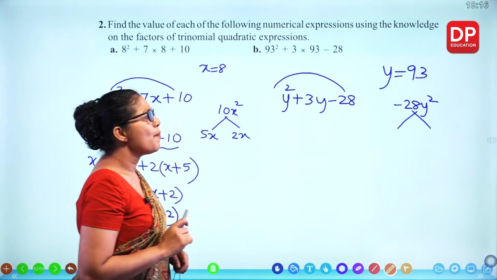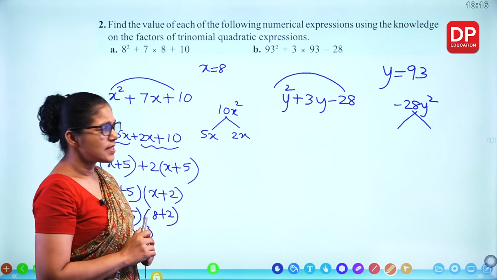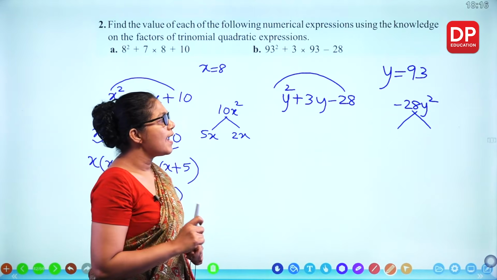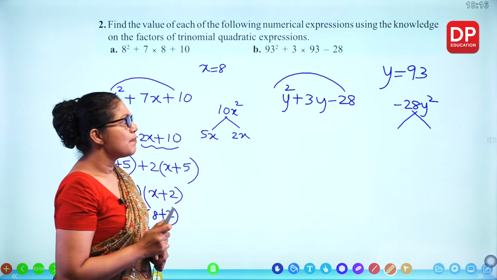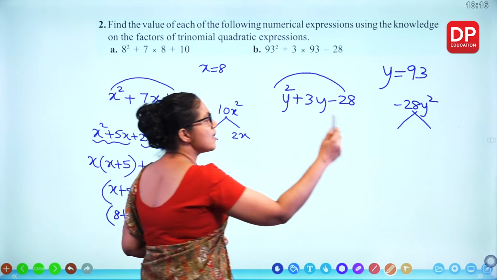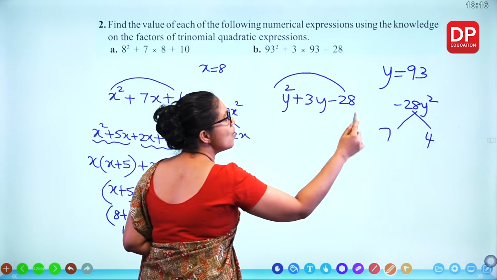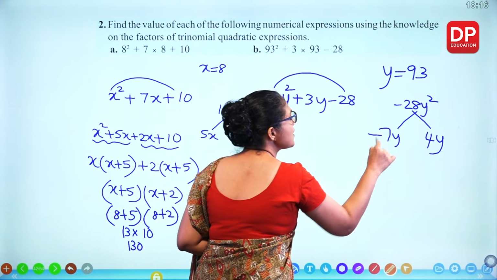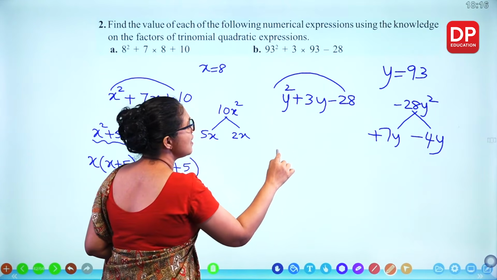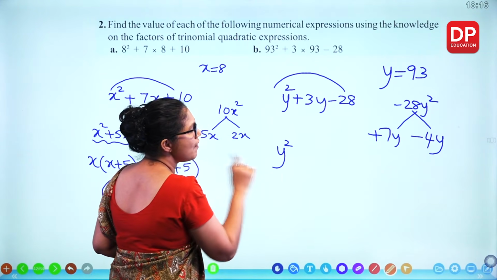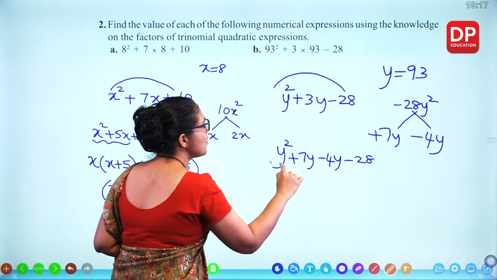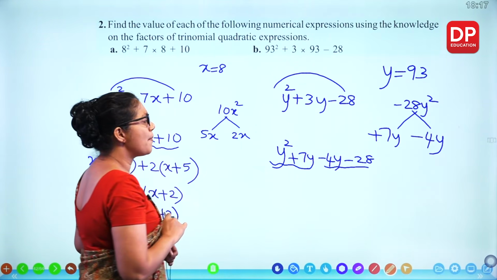Try to find the factors for minus 28. So what are the factors? The middle term is plus. When you multiply, you should get minus, but the middle term is plus, which means the bigger number should be plus. So the factors are 7 and 4. The plus value is the largest one and the other is negative. So instead of 3y, I can write 7y minus 4y and then take the first two separately and the last two separately.